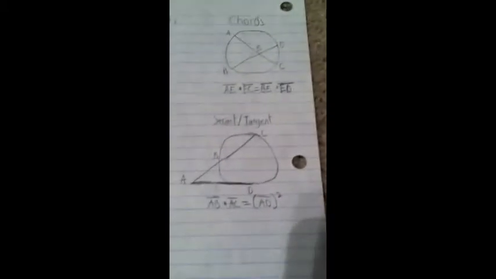The secant-tangent product theorem states that if a secant and tangent intersect in the exterior, then the product of the lengths of the secant segment and its external segment equals the length of the tangent segment squared.